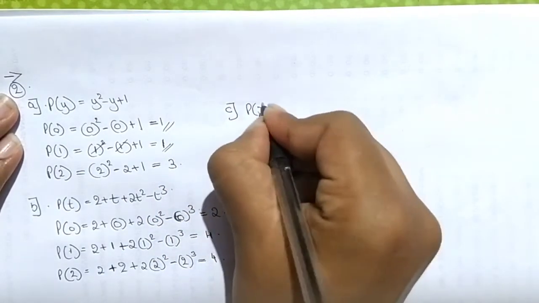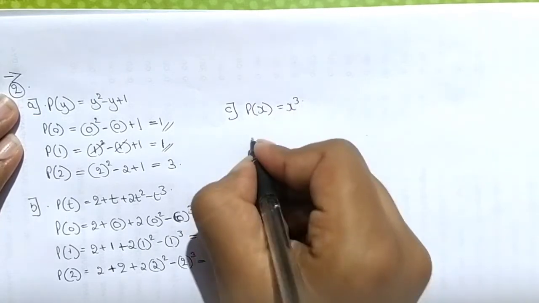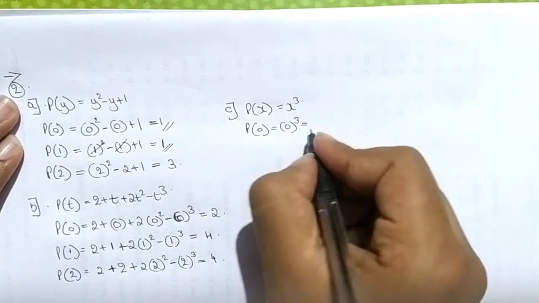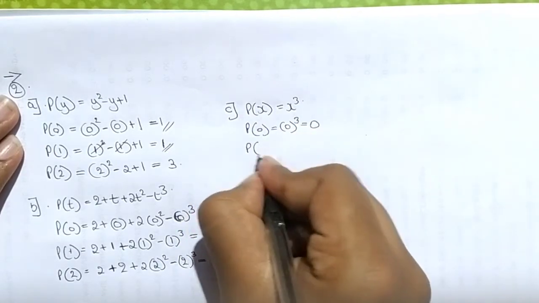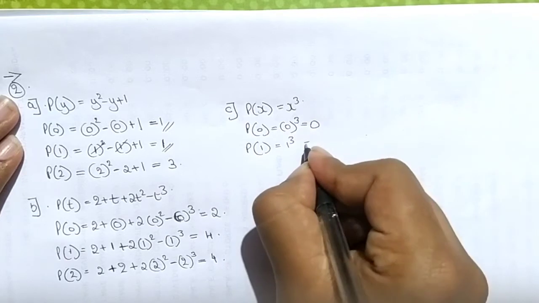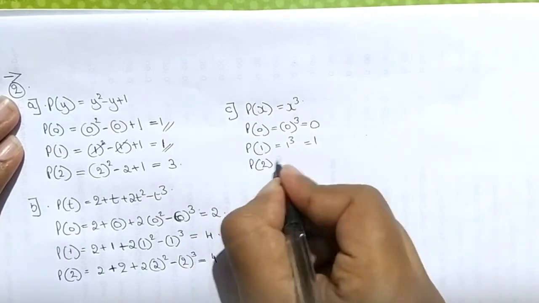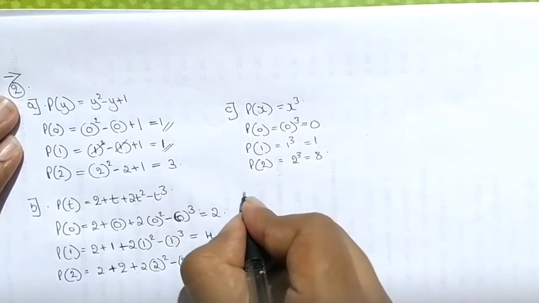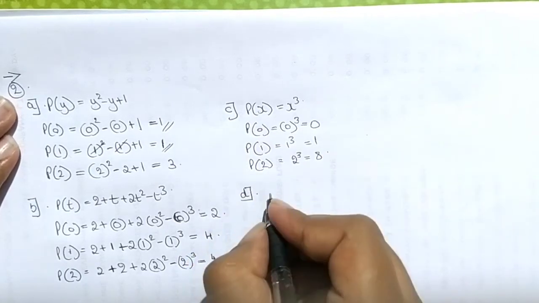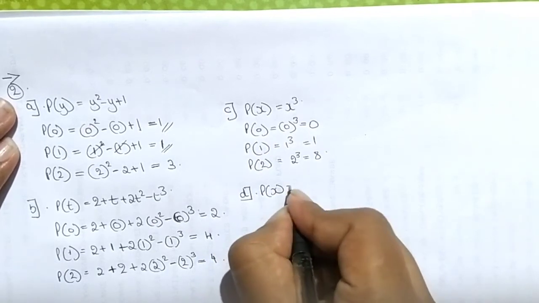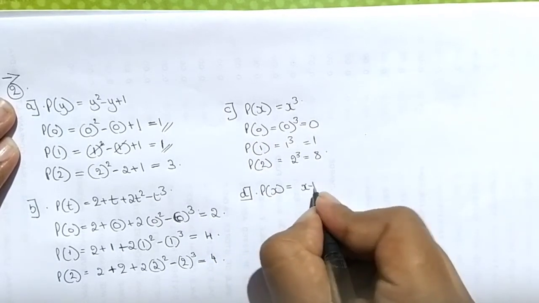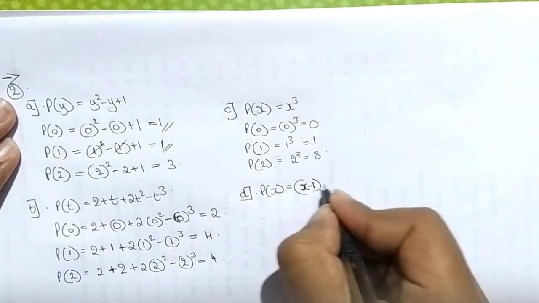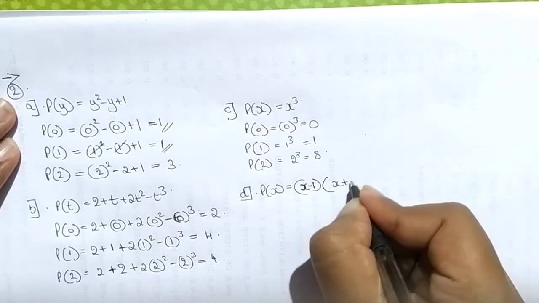See, P of x is equal to x cube. This is simple. P of 0 is going to be 0 cube, which is 0. P of 1 is going to be 1 cube, which is 1. P of 2 is going to be 2 cube, as I told, 2 cube is 8. And D, the last question, P of x is equal to x minus 1 multiplied by x plus 1. See, x minus 1 is one term which is multiplied by x plus 1.